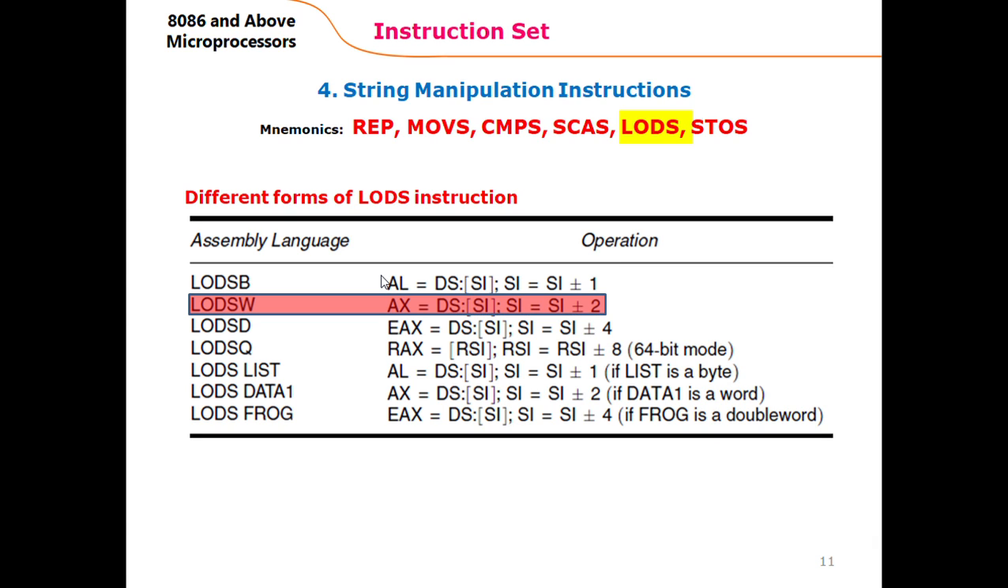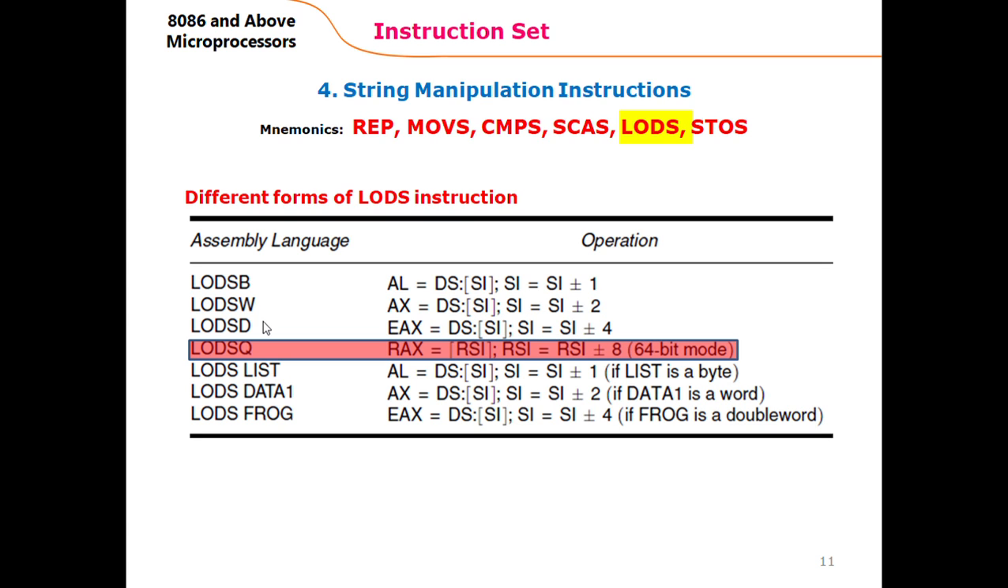Similarly, LODSW is also available. It loads accumulator AX from the data segment memory location addressed by SI, and after the execution of this instruction, SI is either incremented by 2 or decremented by 2 depending on the direction flag. In later microprocessors, LODSD, double word, is also available. This instruction loads the 32-bit or extended version of the accumulator, which is EAX, from the data segment memory location addressed by SI, and the source index register SI is incremented or decremented by 4 because 4 bytes have been moved.